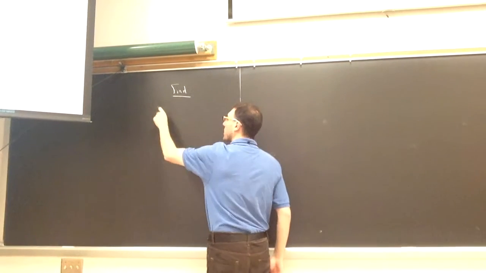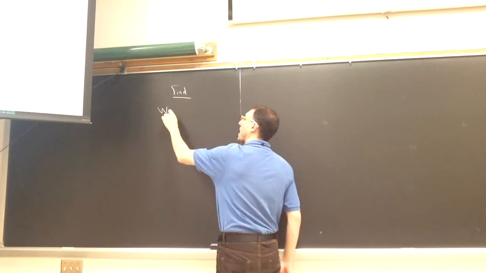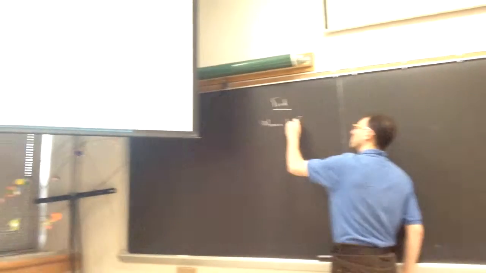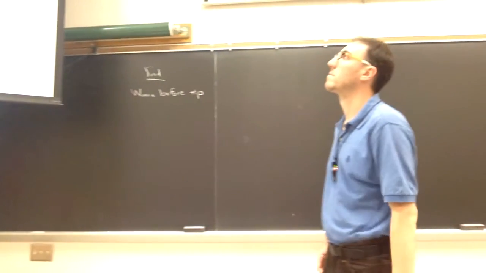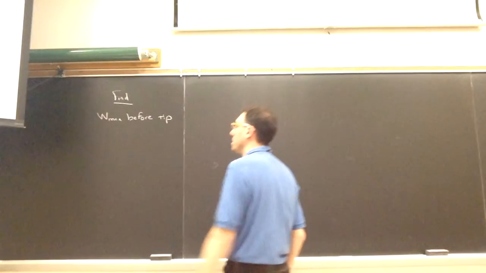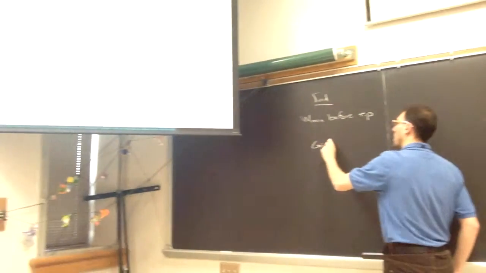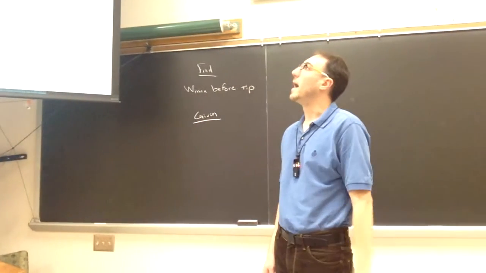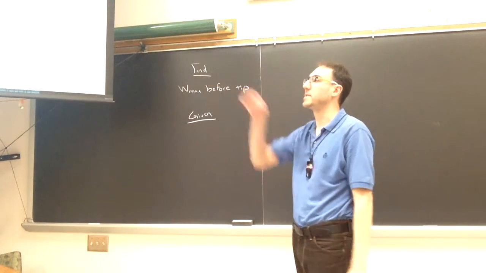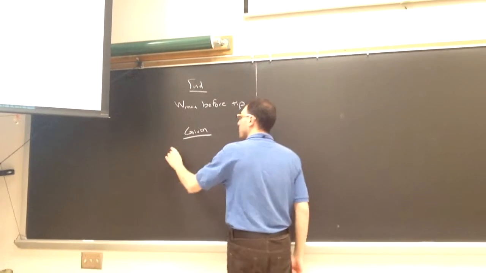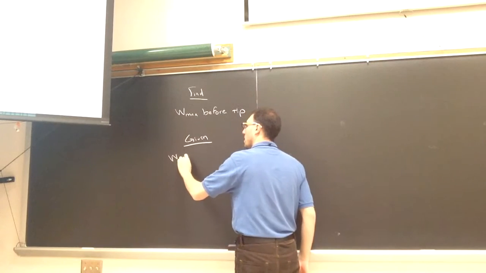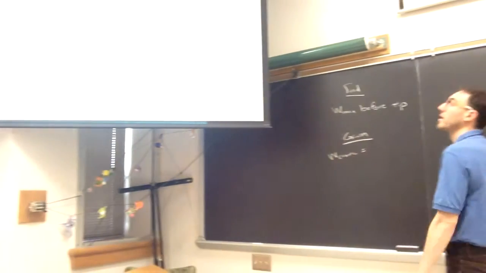So we're going to find what I'm going to call W max before tipping. We're given a diagram, and we're told that the floor crane has a weight of 300 pounds, and its center of mass is located at that point G on the figure. We'll call that the weight of the crane, 300 pounds.